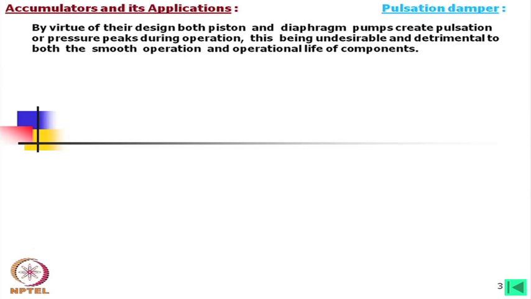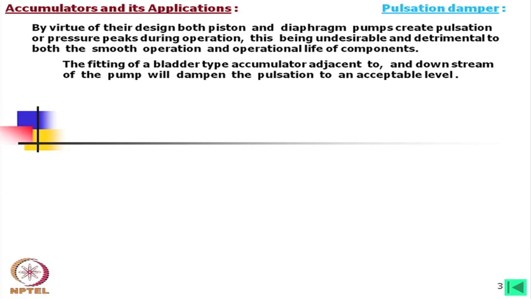By virtue of their design, both piston and diaphragm pumps create pulsation or pressure peaks during operation. This is undesirable and detrimental to both the smooth operations and operational life of the components. We have learned that if there is a pulsation, there is a ripple, then performance wise it is not desired, as well as it will affect the life of the components also. The fitting of a bladder type accumulator adjacent to and downstream of the pump will dampen the pulsation to an acceptable level.